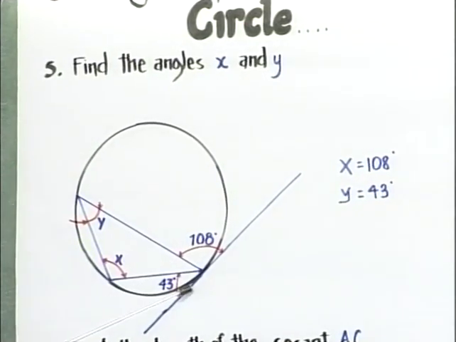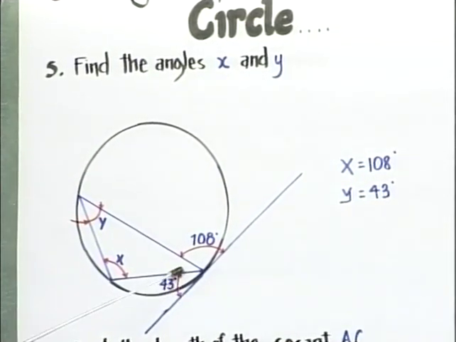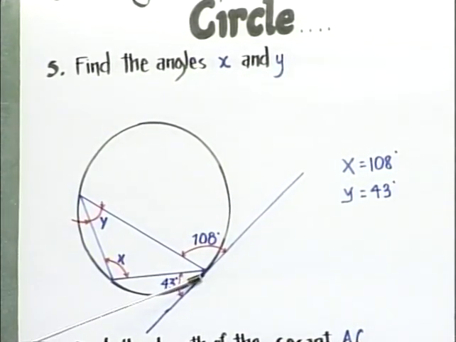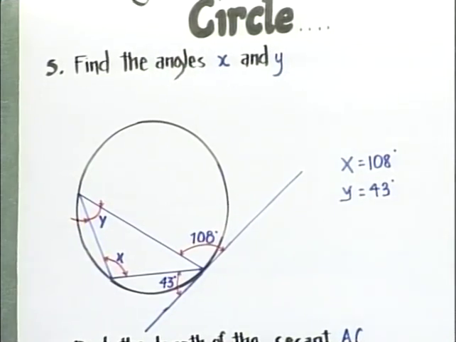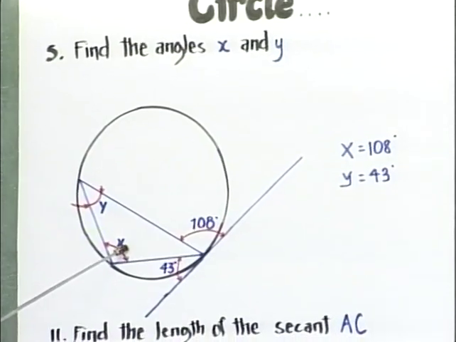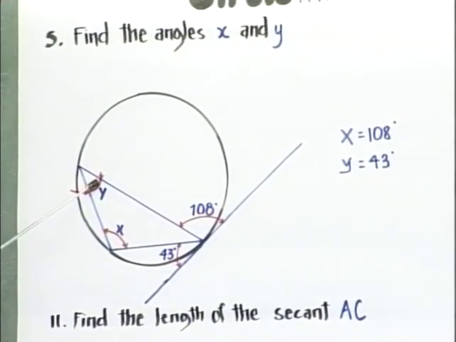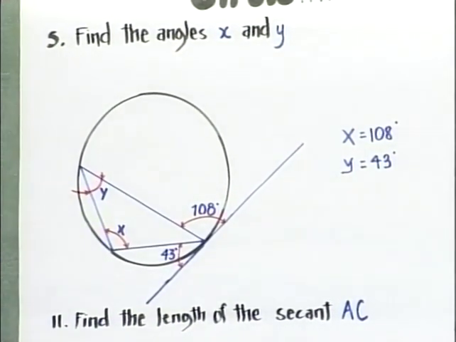The same applies for this angle. If this is the angle formed by the tangent and a chord subtended by the chord, this angle will be equal to this angle. So therefore, y. Okay, good. So x is 108 degrees and y is 43 degrees. Very good.